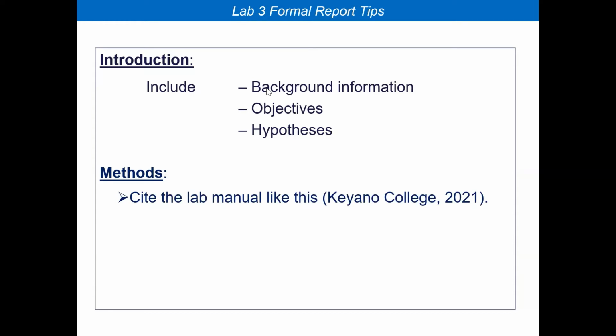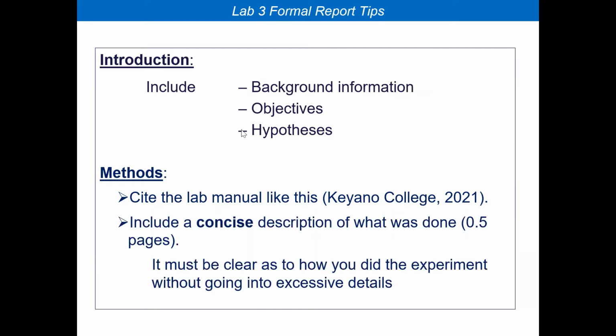So the methods section follows the introduction section. And the methods section, you're going to have 2 things. First, you're going to cite the lab manual. So your very first sentence should be, the detailed method for the protocol here is found in the Keanu College or Biology 107 lab manual. And there's no author for the lab manual. It's a bunch of people wrote it, but so we can just call the author Keanu College, and the year is 2021. So a sentence basically talking about where all the details of the protocol are from.